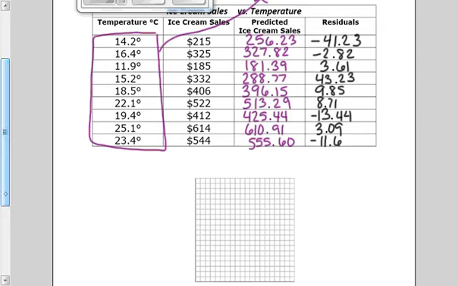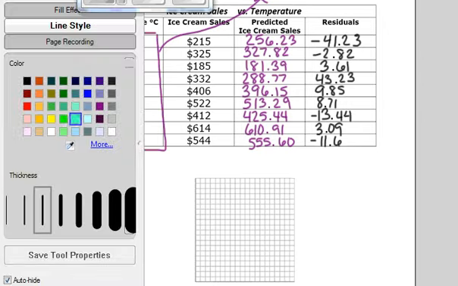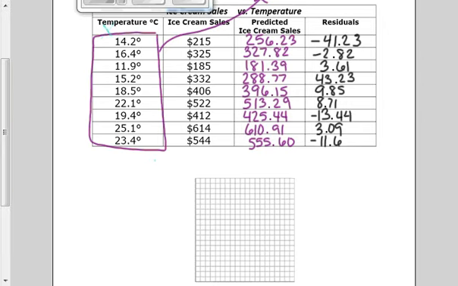Then what we do is we take our temperature, which is our x value, and we take our residuals, which is our y value, and we're now going to plot them on a graph. To get our points on the chart down here, I want to go by about 5s for my y values, and then we'll go by 2s for our temperature to fit it all on this graph.